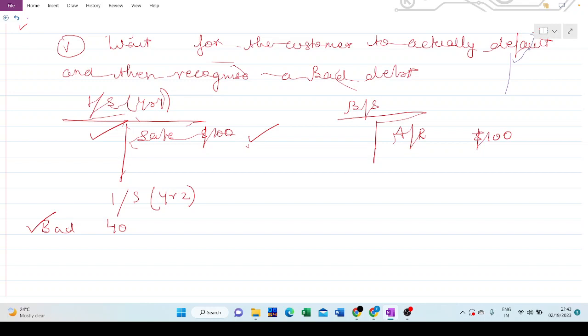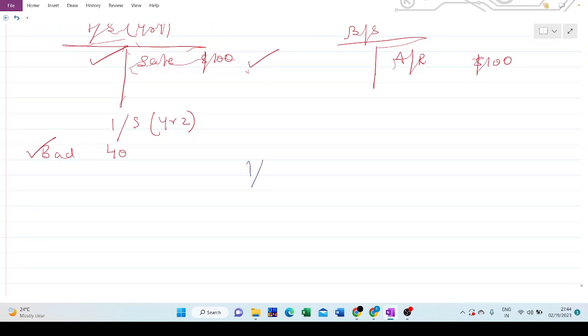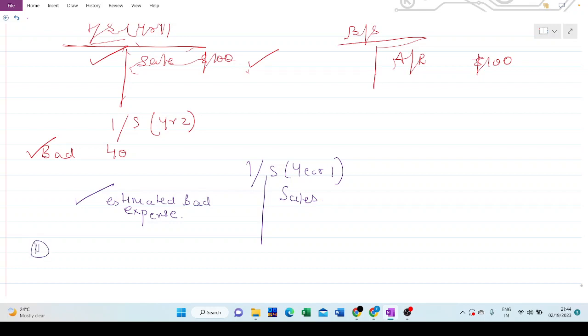So in the income statement of year one, where we have recognized the sales revenue, we would also recognize an estimated bad debt expense. And this estimated bad debt expense would be based upon historical data. Right? So this is the broad idea. So the first method is that you wait for the customer to default and then write off whatever amount has been defaulted. Then book a bad debt expense in your income statement.